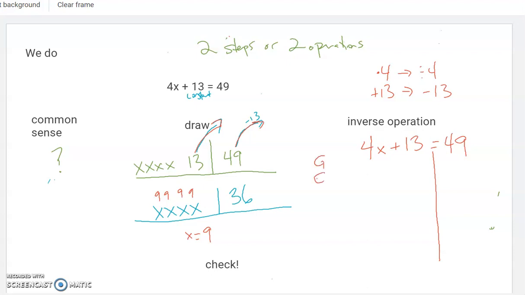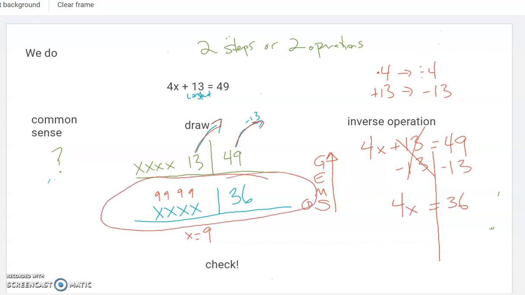The way we're going to do that is you follow the order of operations gems backwards, because we're trying to find a number in the problem, not trying to find the answer to the problem. So I'm going to subtract and add first. So that's going to be minus 13, minus 13. And again, before I continue, notice that's exactly what we did in the drawing strategy. We took away 13 from both sides there, and we're taking 13 away from both sides here. It's the same thing. So those cancel away. I'm left with 4x equals 36, just like I was left with here. Exact same thing.